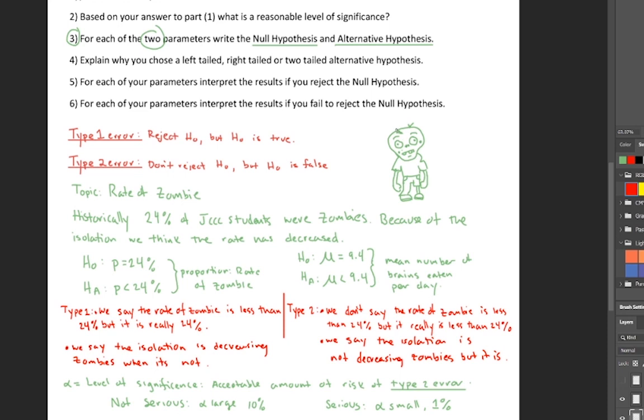Wait, hold on, I gotta fix this. This is important. There we go. Now it really looks like he's got a crack.